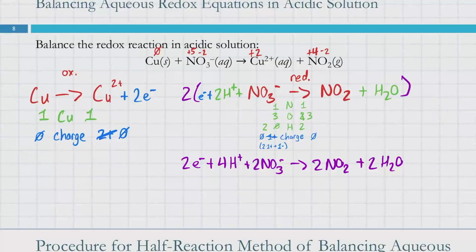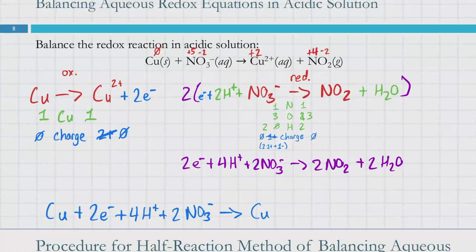Now it's time to combine. So I'll write the copper one first. Copper plus 2 electrons plus 4 protons plus 2 nitrates goes to copper 2 plus 2 electrons plus 2 nitrogen dioxide plus 2 H2O. And then we can cancel our electrons.